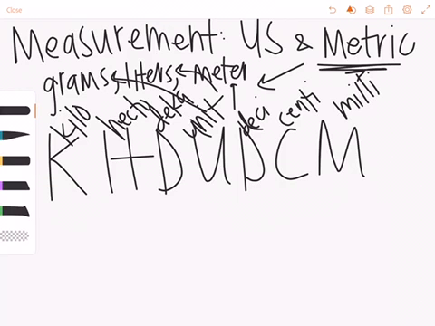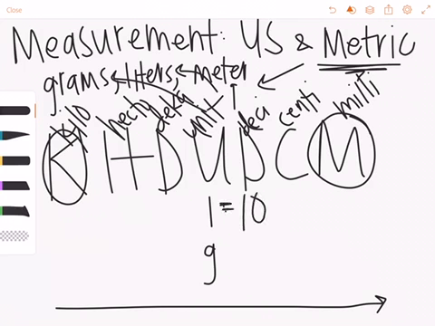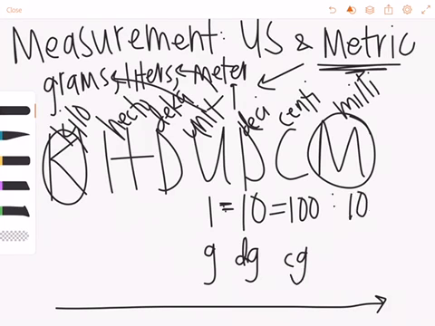Now, if we were to say that we had 1 gram, we get smaller as we go this way, okay? And we get bigger as we go the other way. So milli is the very smallest of all of these measurements, and kilo is the very biggest. So if we have 1 gram, that's equivalent to 10 decigrams. Now, it takes more decigrams to measure the same amount of weight because decigrams are smaller, which is equivalent to 100 centigrams, which is equivalent to 1,000 milligrams.